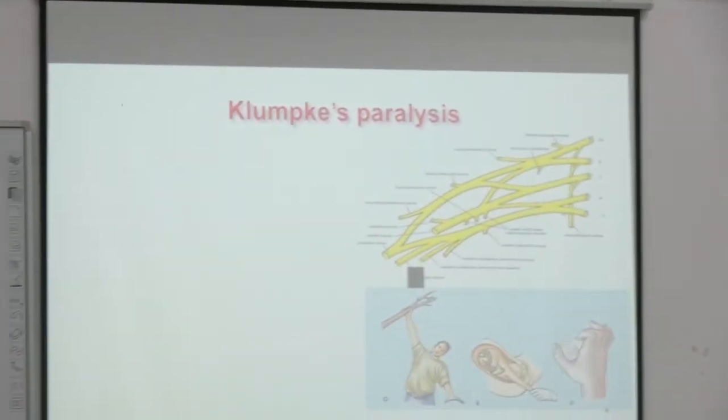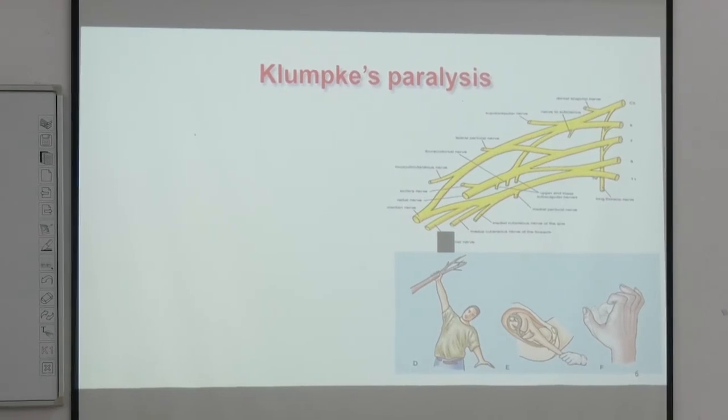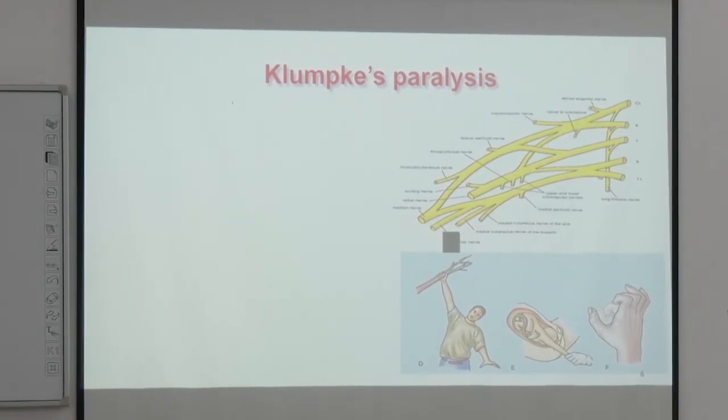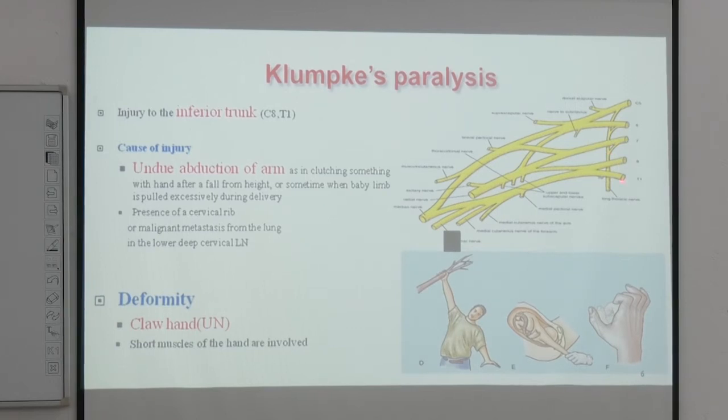So second injuries, again the brachial plexus. You have learned the injury which is happening in the upper part of the brachial plexus. There are injuries which are affecting the lower part as well. These are the lower cord injuries of the brachial plexus, that means C8 and T1 are ripped. We call them Klumpke paralysis, affecting the inferior trunk of the brachial plexus, C8 and T1.